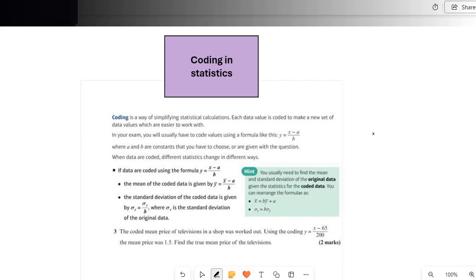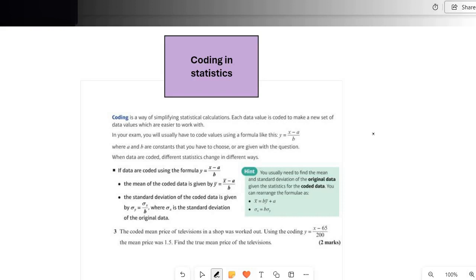If data are coded using the formula y equals (x minus a) divided by b, the mean of the coded data is given by y mean equals (x mean minus a) divided by b. The standard deviation of the coded data is given by standard deviation of y equals standard deviation of x divided by b, where standard deviation of x is the standard deviation of the original data, which was x.